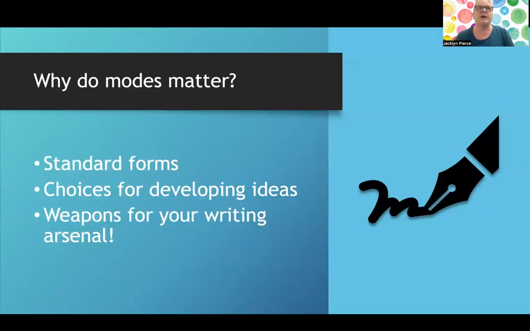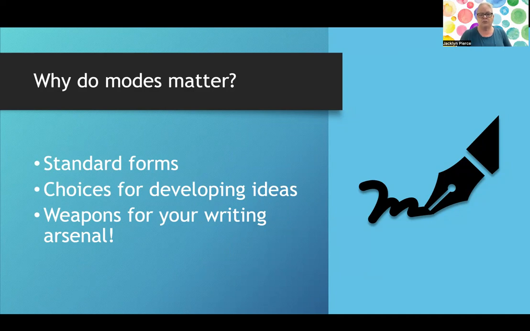So why do modes matter? Number one, it's important to know what the standard forms are. It's no different from knowing, when you are writing a resume, where do you put your information? How do you set it up, right? So when we're writing papers or essays for classes, we need to know what those standard forms are. Learning the writing modes will give you that knowledge, but it'll also help you make your own choices when you are developing your ideas.